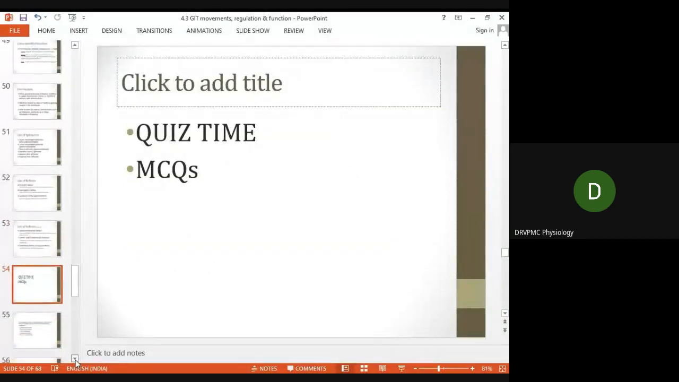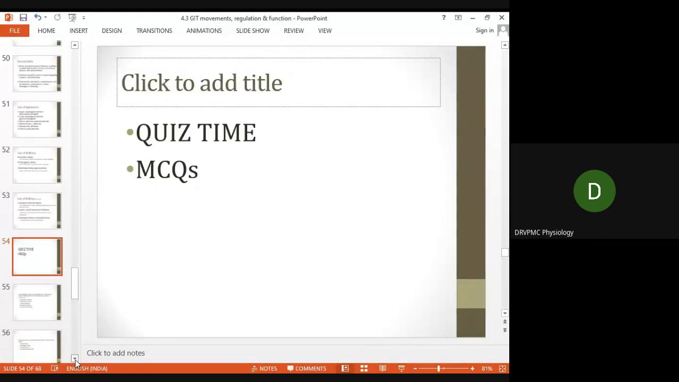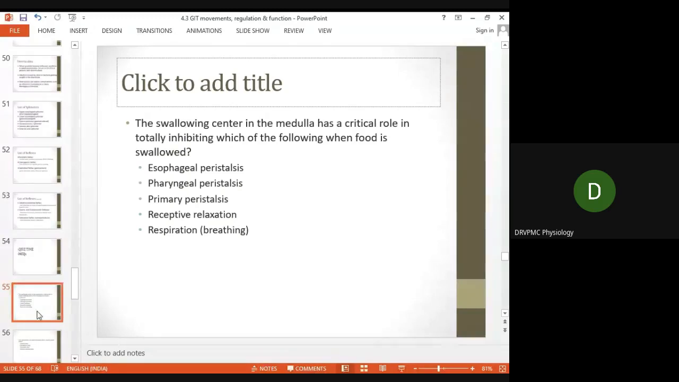Let's have a few questions. Are you all ready to answer a few MCQs? Yes. The first question is here in front of you. The swallowing center in the medulla has a critical role in totally inhibiting which of the following when food is swallowed? Esophageal peristalsis, pharyngeal peristalsis, primary peristalsis, receptive relaxation and respiration.